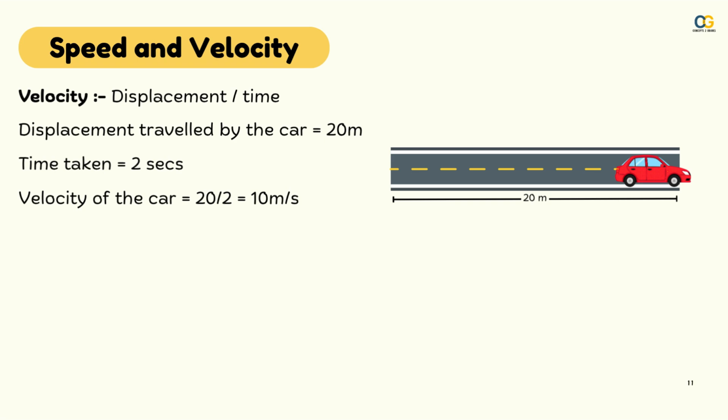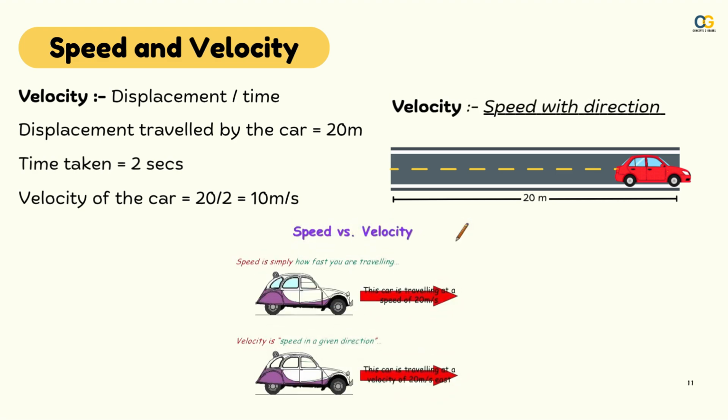We can also say that velocity is nothing but speed with direction. Whenever we consider the speed along with the direction in which the object is moving, it is called velocity. We will see the application of this in the average velocity.